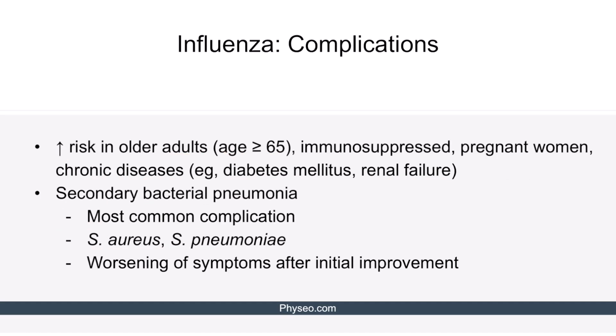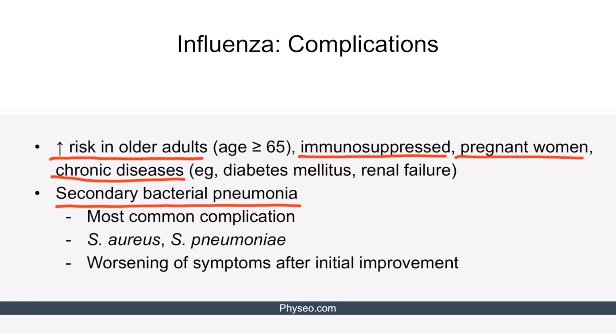the next slide. So there's a number of complications that can occur in influenza. Some of them are even life-threatening. Hence, it's important to identify patients who are at high risk of these complications. The risk of complications is increased in older adults age 65 or above, in immunosuppressed individuals, pregnant women, and patients with chronic diseases such as diabetes mellitus and renal failure. These individuals need special attention in terms of both treatment and prevention as compared to the general population, which we'll discuss in a while.